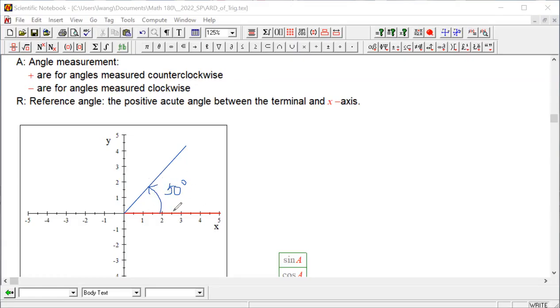Okay, let's look at another example. Suppose I measure another angle over here, counterclockwise, and the terminal is right here. Suppose this angle is, say, 140 degrees. It doesn't look like 140 degrees, so let me make a better estimate. Say we make it 160 degrees. How about that? I'm just going to give an example: 160 degrees.